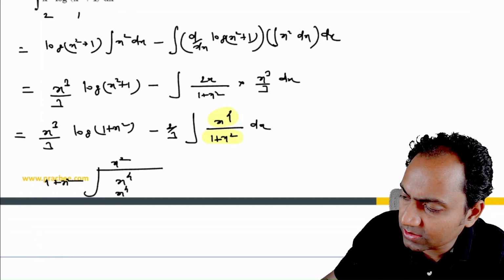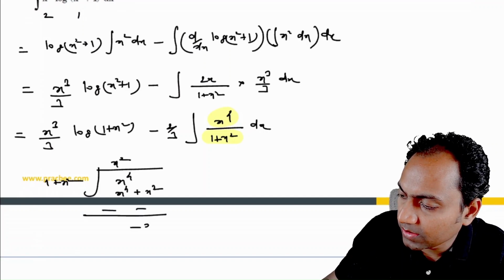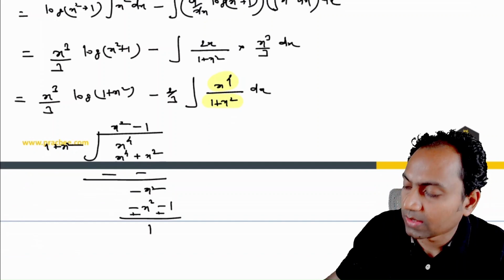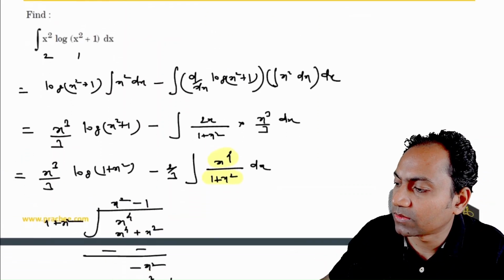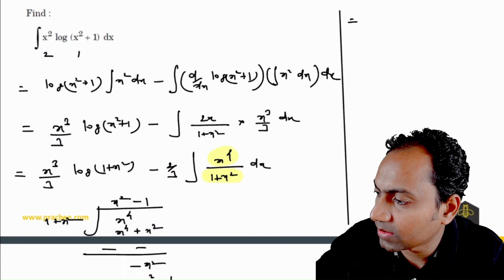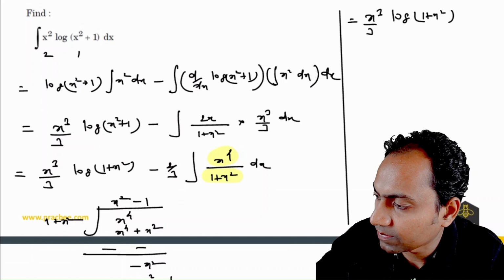This becomes x raised to the power 4 plus x square minus... becomes nothing but minus x square. Becomes minus 1. And this becomes minus x square minus 1. And this becomes 1. So now if I simplify and write this down, let us see what I am getting. So this becomes nothing but x cubed by 3 log of 1 plus x square minus 2 by 3.